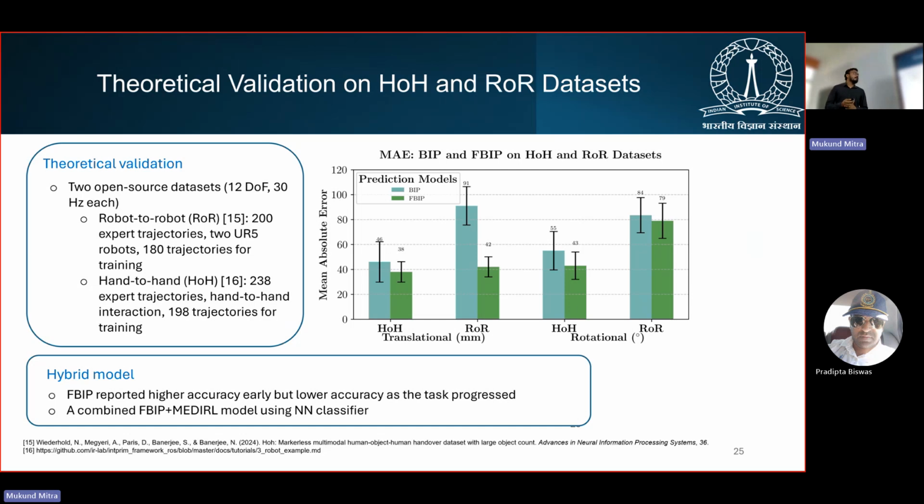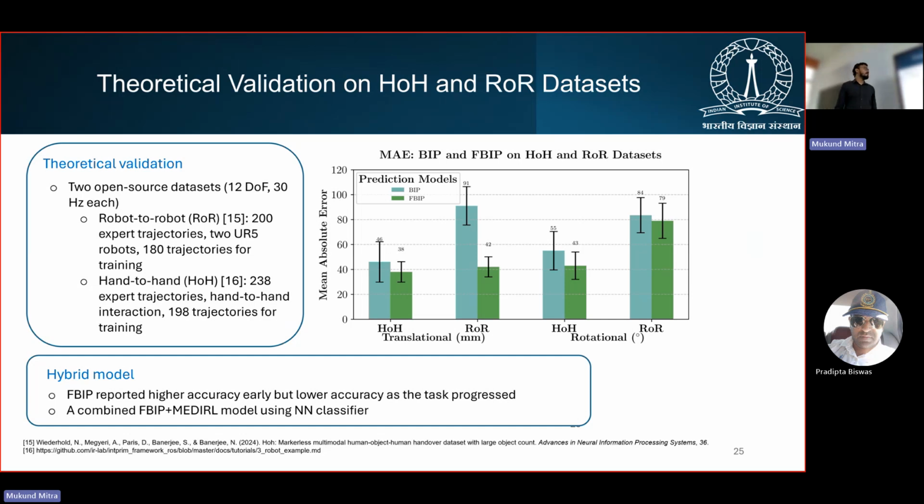We validated the proposed approach on open source datasets. It is a little difficult to get open source datasets in this kind of scenario, because every experiment has its own robot, and basically the data is very specific to the robot and to the experimental setup. But we got two open source datasets. One is robot to robot. The other one is hand to hand data.